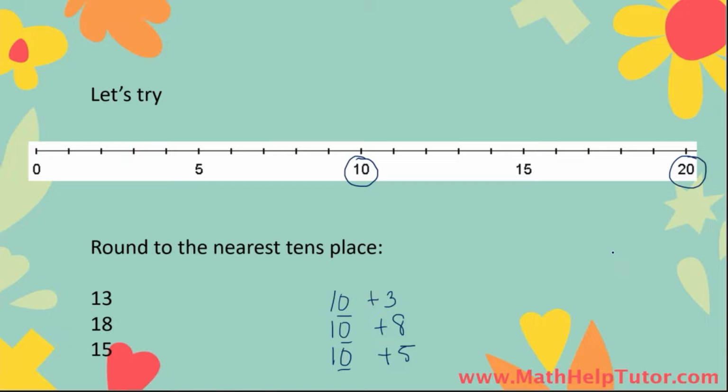After that, we determine the number that is between these place values. So what is between 10 and 20? Of course, that is 15.